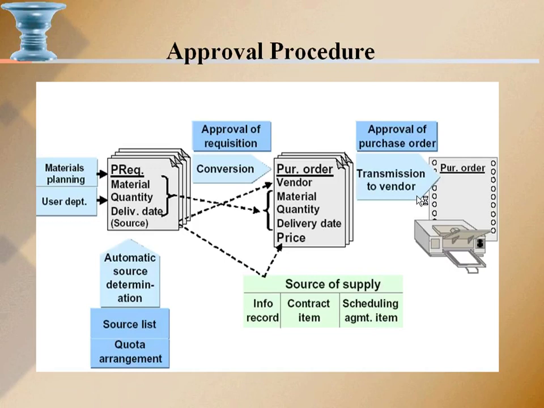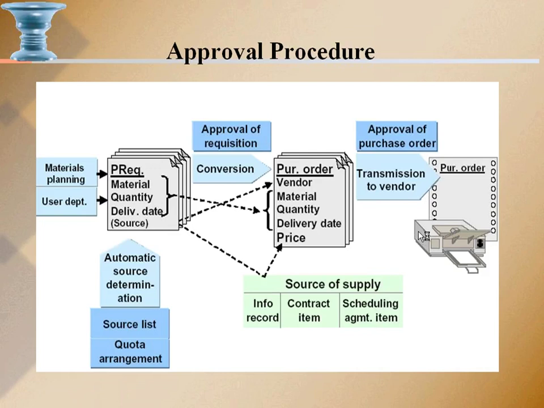So the approval procedure, this is how it goes. You can set up the approval procedure, that is the online approval process, which is what we call the release procedure, on the purchasing documents. You can even set it up on the invoice also, but of course that's a different procedure.